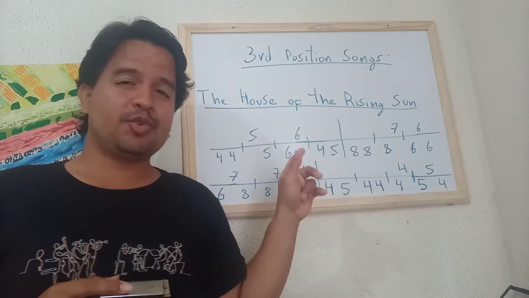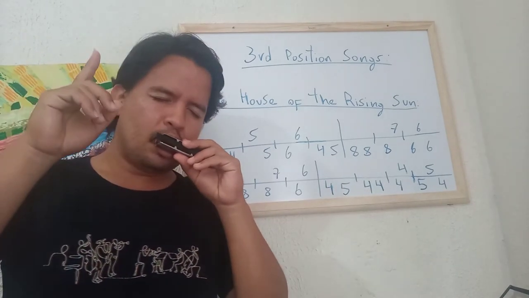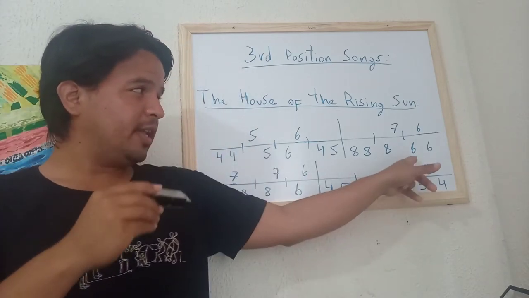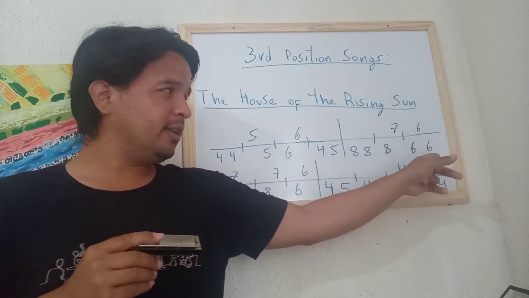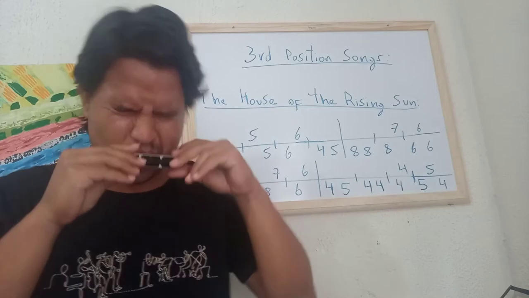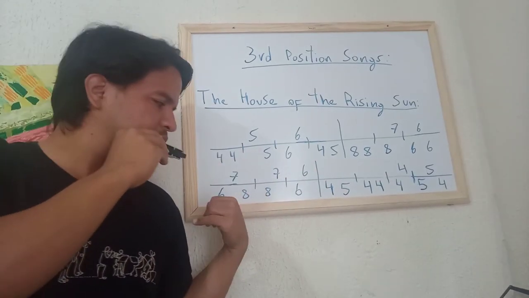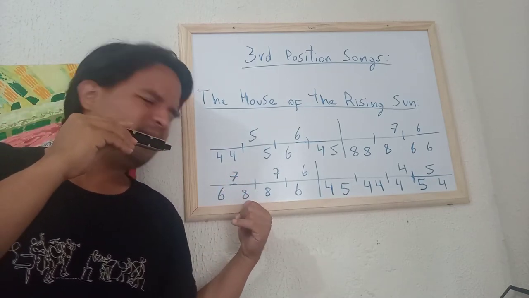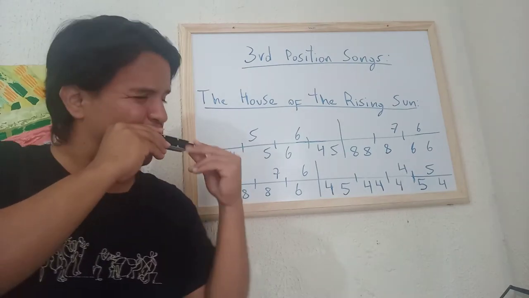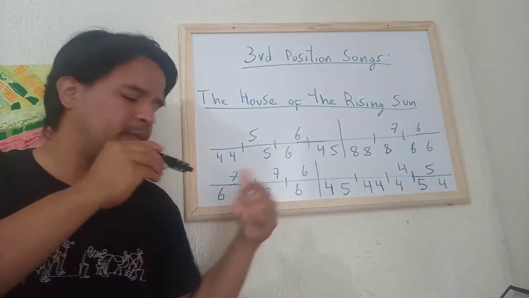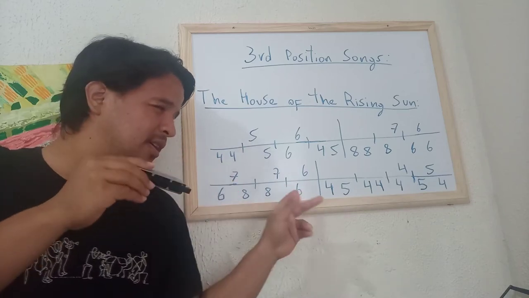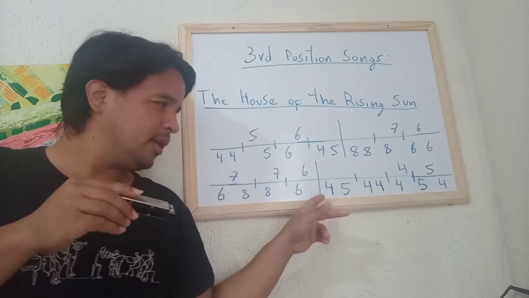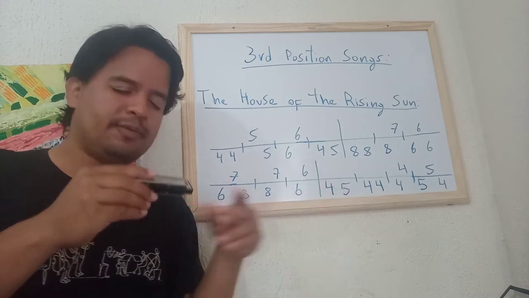Then eight draw twice. Eight draw and seven blow. And then six draw, six blow, and six draw. Then, right here, six draw, seven blow, and eight draw. Then, eight draw and seven blow. Six draw and six blow. And then, four draw and five draw.